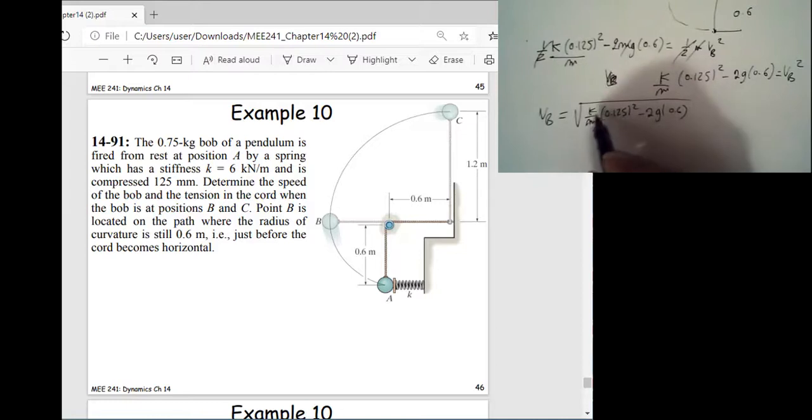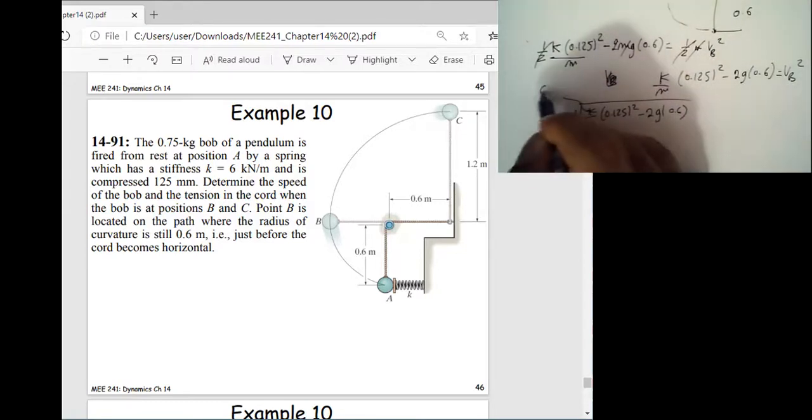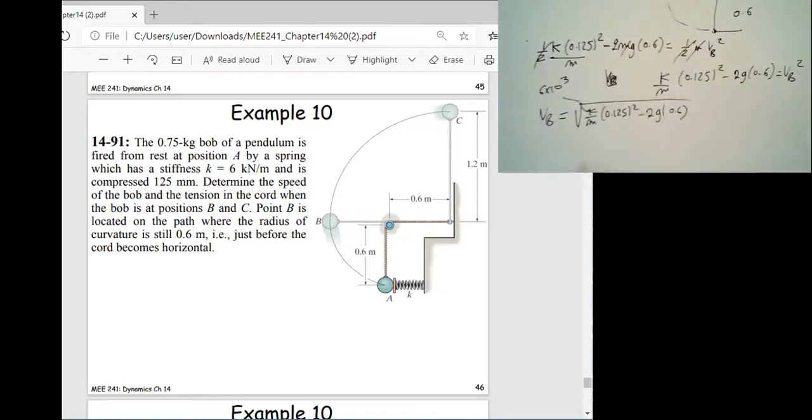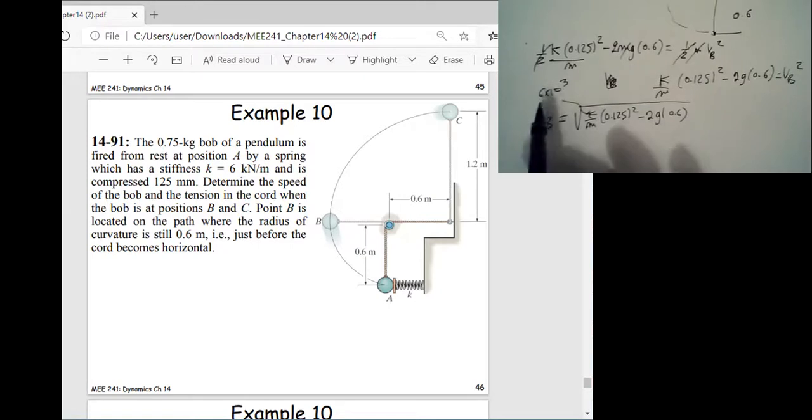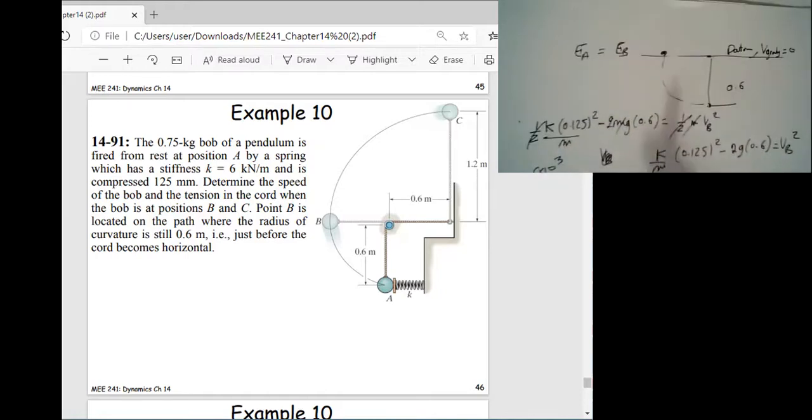I'll let you guys crunch in the numbers when k is given to you as 6 kilonewtons. So make sure you actually do 6 times 10 to the 3. All right, so k is not in newtons per meter, it is in kilonewtons. Some of you on the exam will make a mistake. If your vB is negative, check the stiffness to make sure that you are not using the stiffness in newtons per meter.